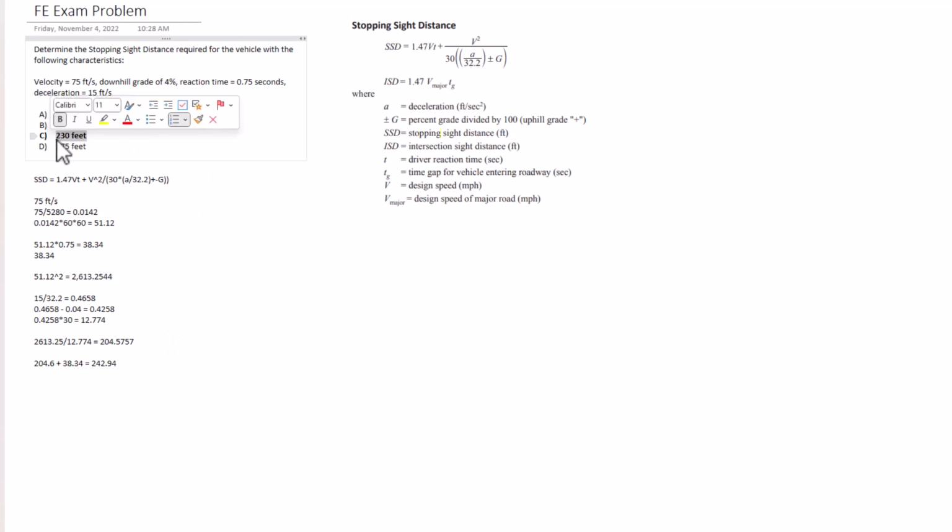However, this is actually confusing, right? So determine the stopping sight distance required. We wouldn't want to put 230 feet. That's not going to be enough, so we need to go to the next greatest. The answer is going to be D. 275 feet in this case would be a safe, accurate assumption for this problem.